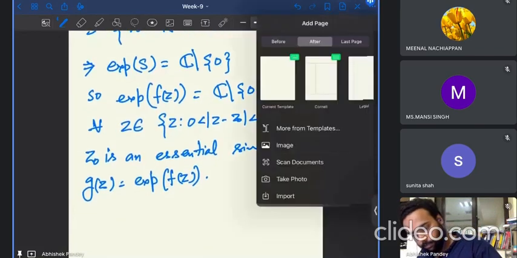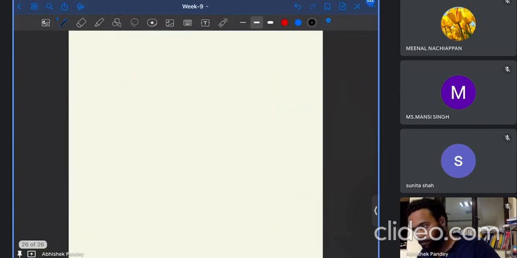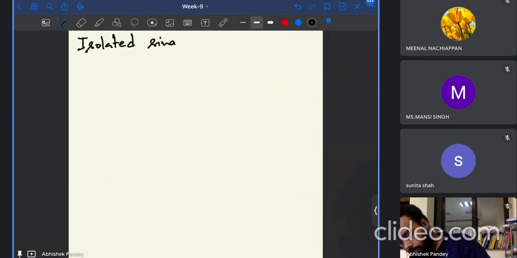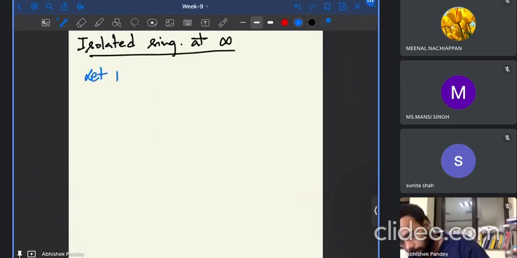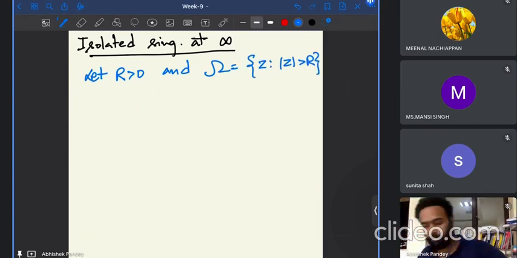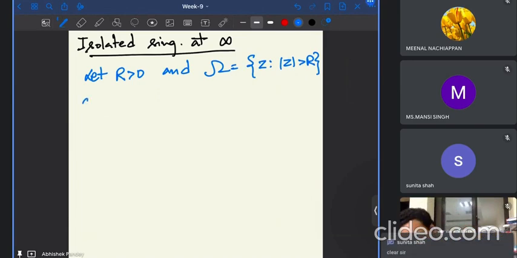Let us consider one more thing, which is kind of isolated singularity at infinity. Let r be positive and consider this domain omega, z such that mod z is greater than r. So this is kind of a neighborhood at infinity.